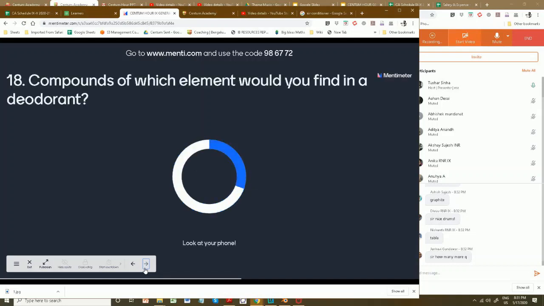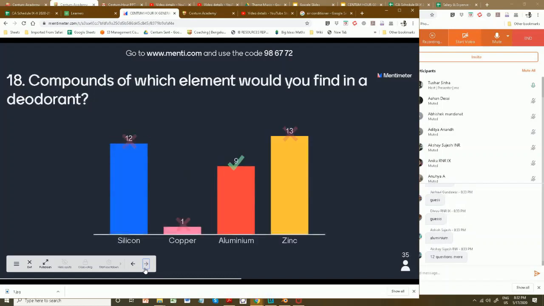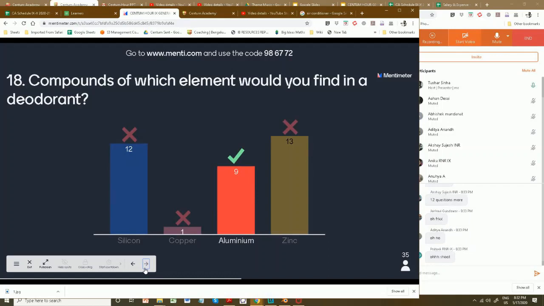Come on. Compound of which element would you find in a deodorant? Very dangerous. Aluminium. Wrong answer by a lot of people. It's aluminium. There were some rumors that aluminium compounds create or lead to Alzheimer's disease. So lots of aluminium compounds are there in the deodorant, which they are trying not to use because there are some doubts that they might cause Alzheimer's. Okay, next.